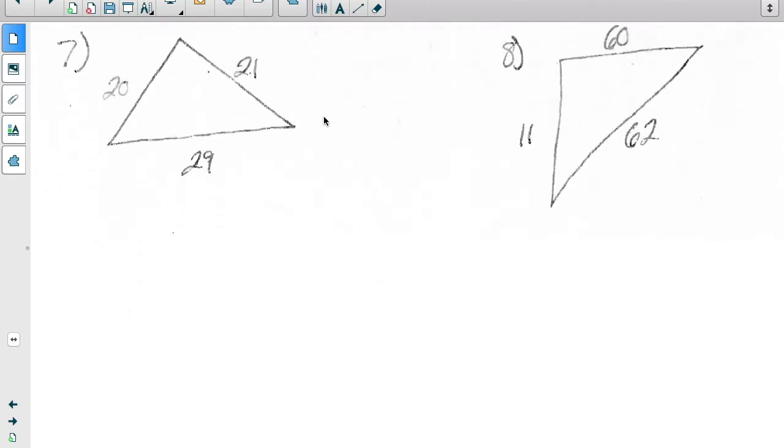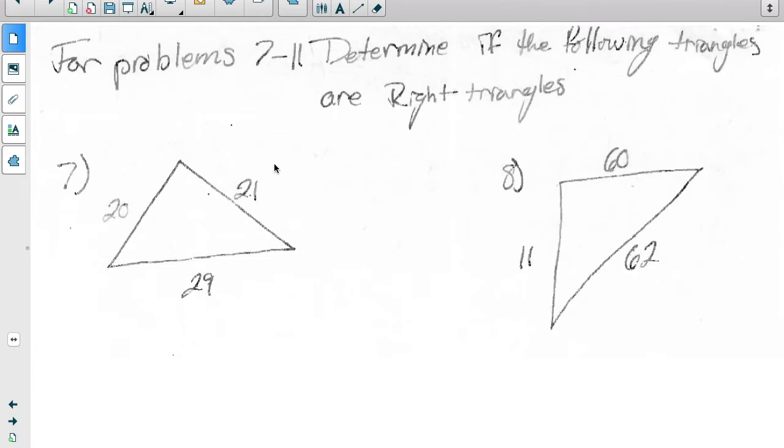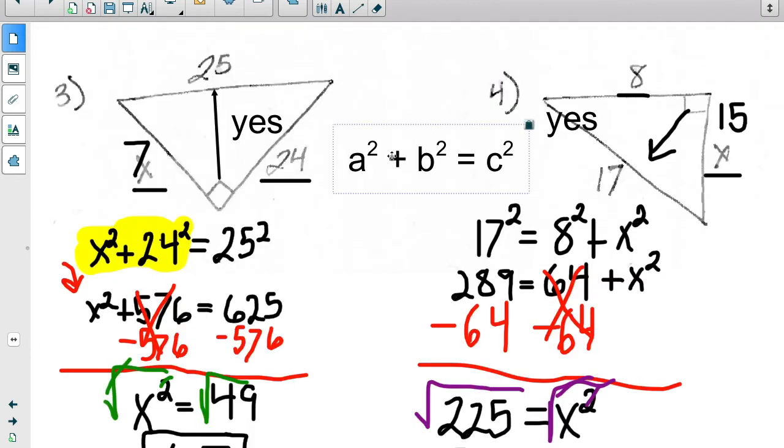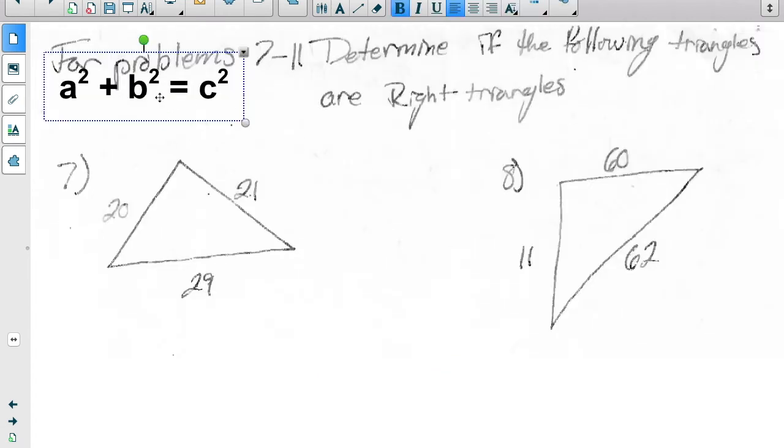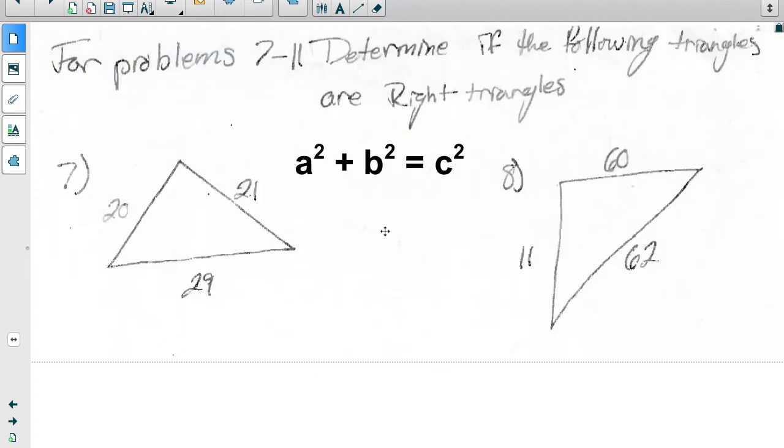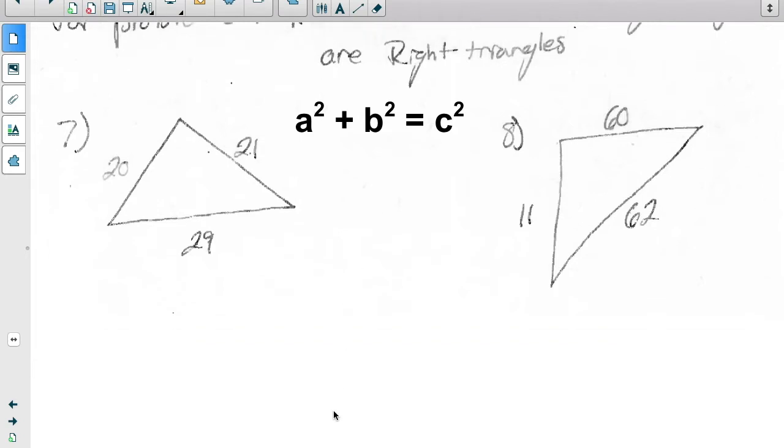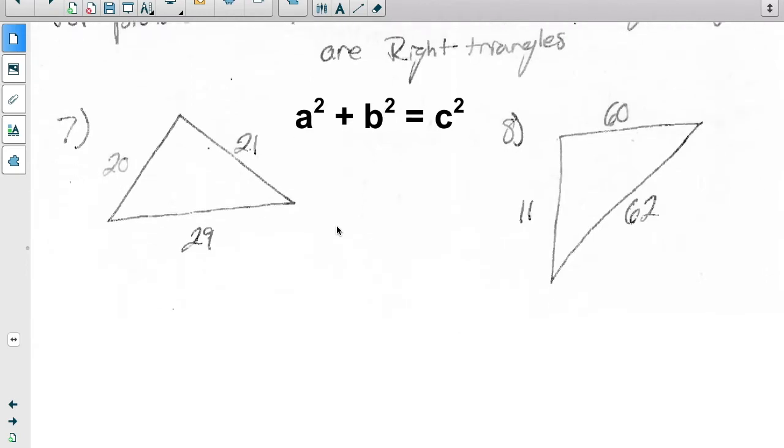Okay, now looking at 7 through 11, we'll look at 7 and 8 specifically, but we want to determine if the following triangles are right triangles. Because if they are, then we can say yes they are. If they're not, then we'll say no. Well, how do we determine this? It's going back to a squared plus b squared equals c squared. Now the Pythagorean theorem only works if it is a right triangle. So if these are right triangles, then a squared plus b squared will equal c squared. And the value of c is always the hypotenuse.